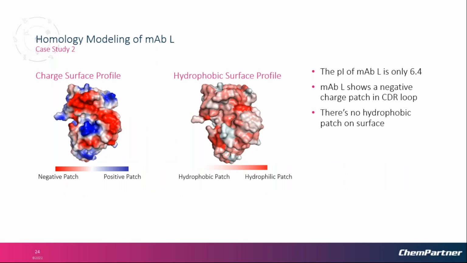So this slide, this is a CMC development order from our client. According to the provided information, we found that the isoelectric point of the MAP-L is very low, which is only 6.4. So firstly, we conduct the homology modeling of the Fab region of the MAP-L. And the left figure is the charge surface profile.